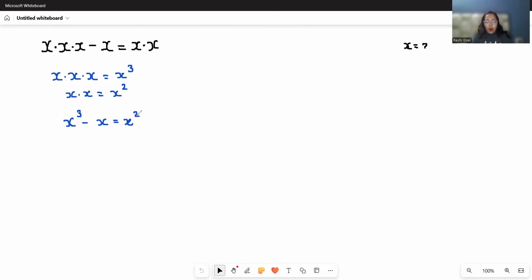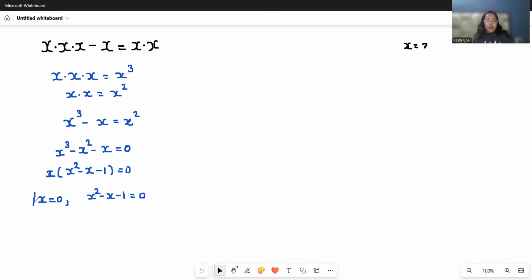Now bring all the terms to one side. So x cube minus x square minus x equals 0. Now factorize. So I can take x as common. So x times (x square minus x minus 1) equals 0. So there are two factors. So either x is equal to 0 or x square minus x minus 1 equals 0.